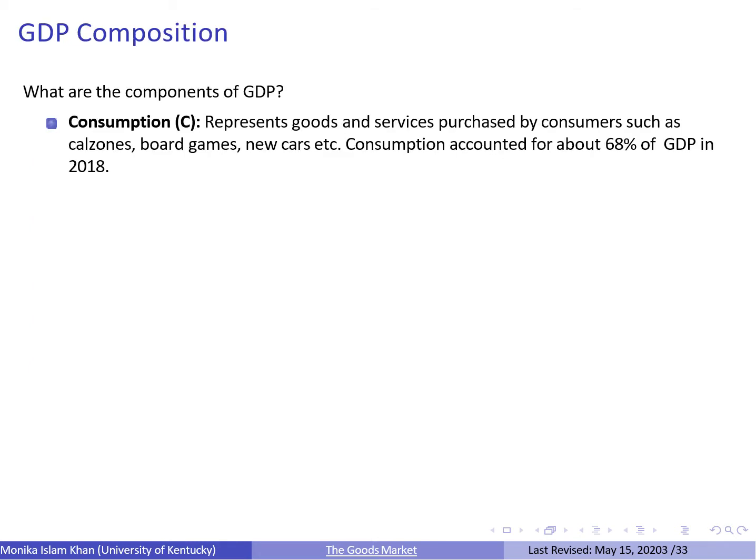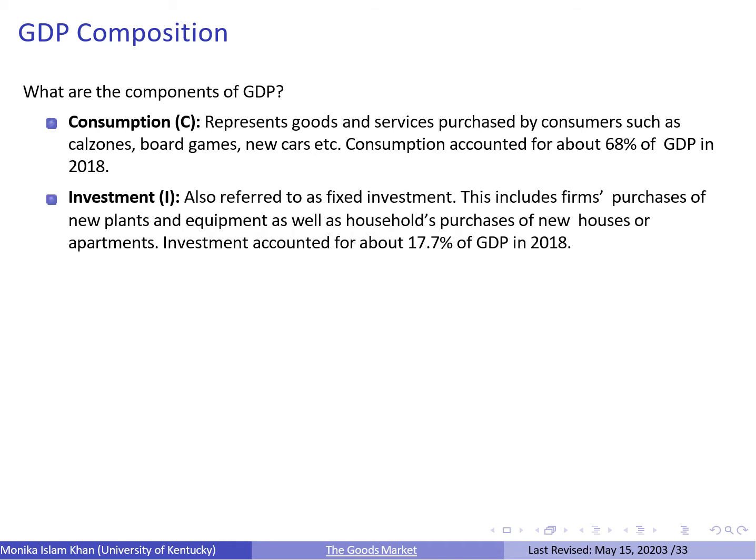Recall the composition of GDP from your Principles of Macroeconomics class. Consumption is the largest component of GDP, accounting for about 68% of GDP in 2018. It represents goods and services purchased by consumers. Then you have investment, which includes firms' purchases of new plants and equipment, as well as household purchases of new houses or new apartments.